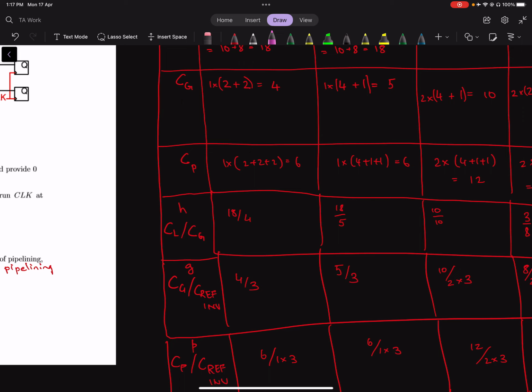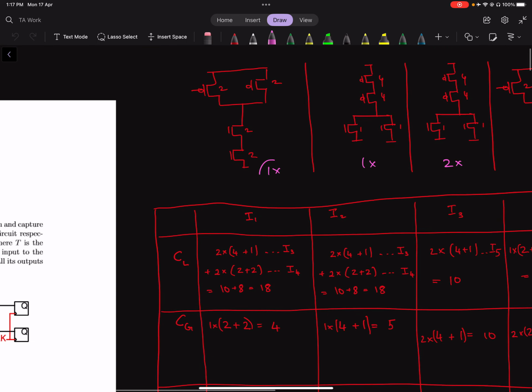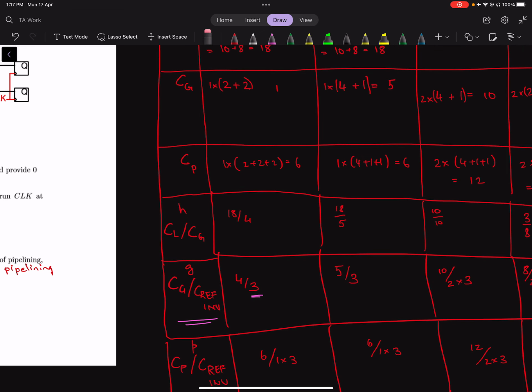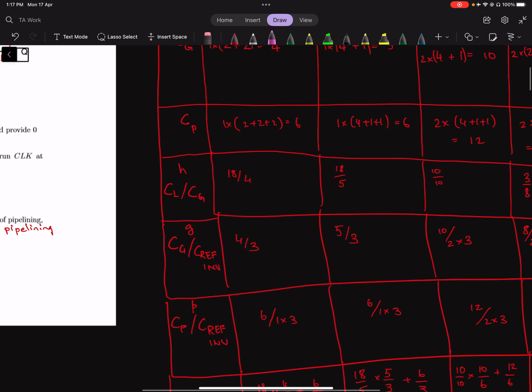The electrical effort is just CL by CG, which is 18 by 4, right? Similarly, we have the logical effort, which is CG by C reference inverter. So C reference inverter, because this is a 1x gate, is just 3. So it's 3 here, and CG is 4, so it's 4 by 3, right? And then you have the parasitic effort, which is CP by C ref inverter, which is 6 by 3.